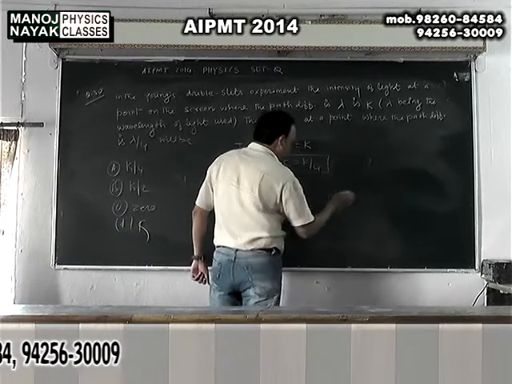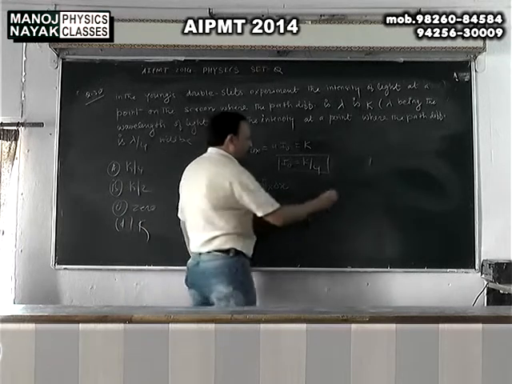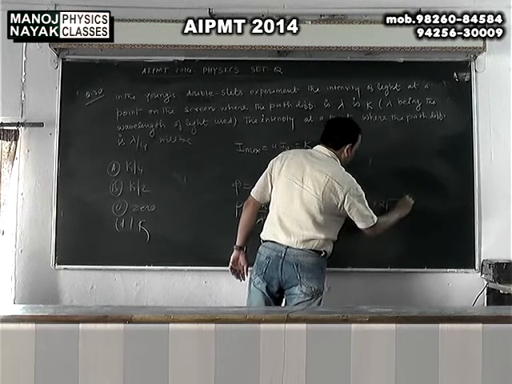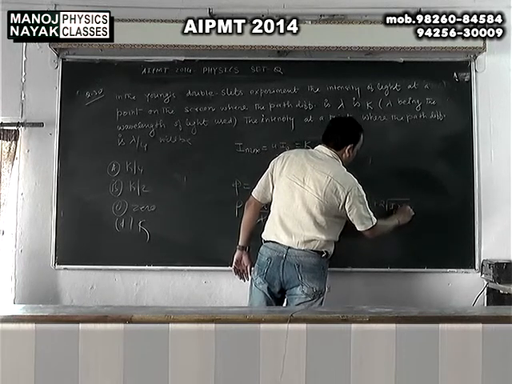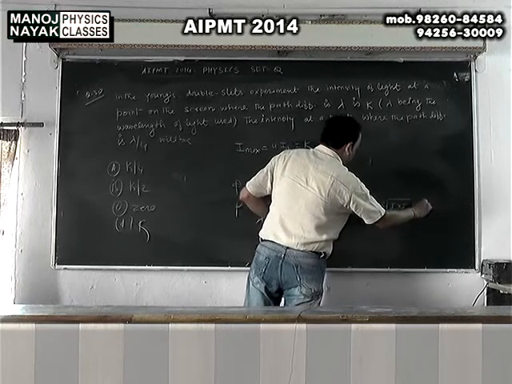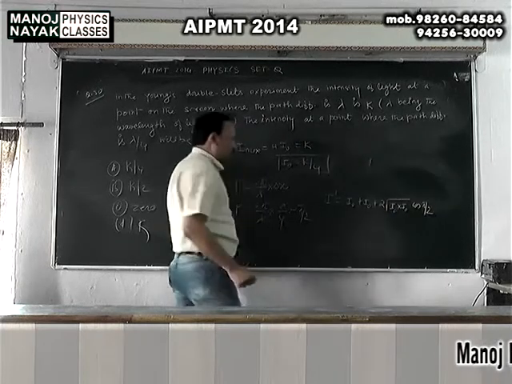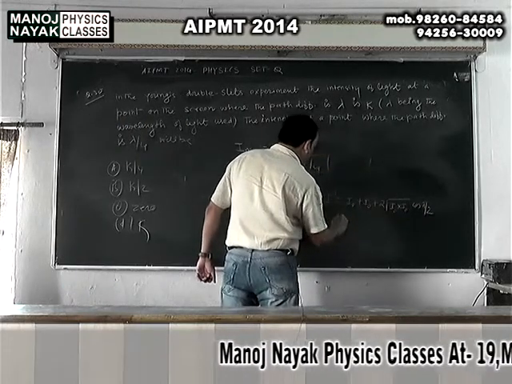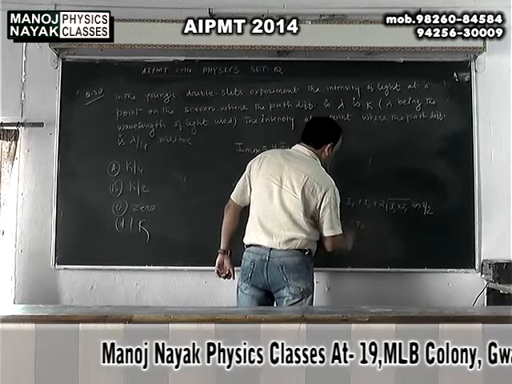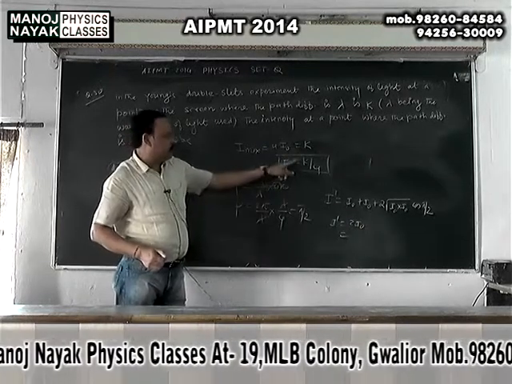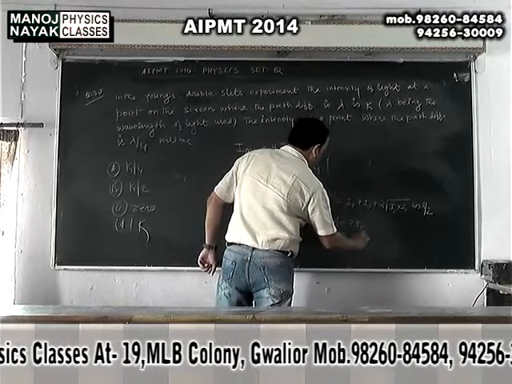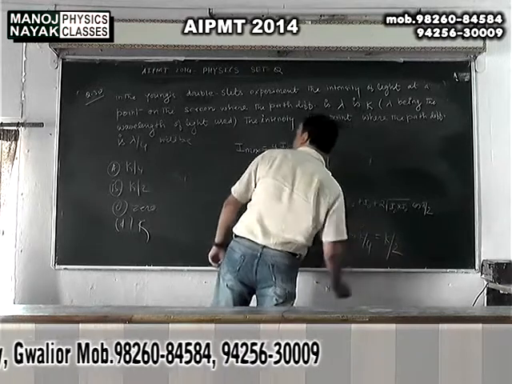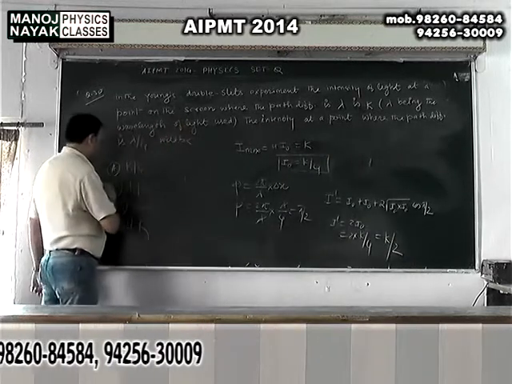Then find intensity. The formula of intensity is I0 plus I0 plus 2 under root I0 into I0 and cos phi. Cos phi means cos pi by 2 because phase difference is pi by 2. Cos pi by 2 is 0. I dash is 2I0. What is I0? I0 is k by 4. So 2 times k by 4, that is k by 2. So most appropriate answer is k by 2.